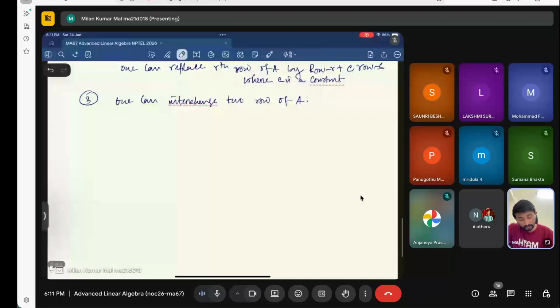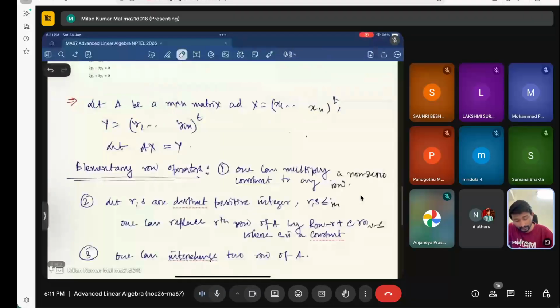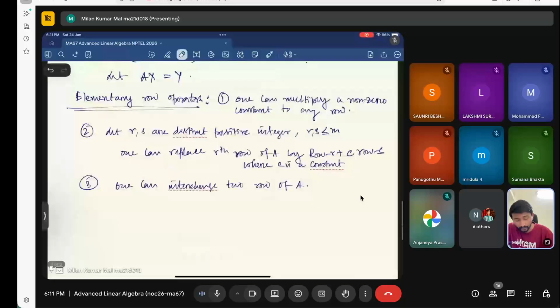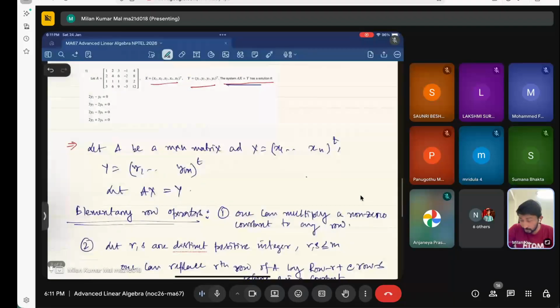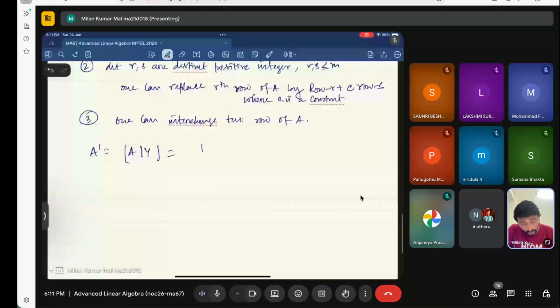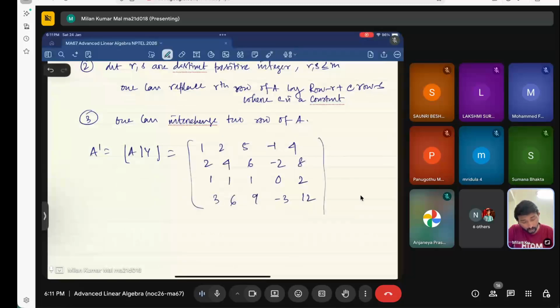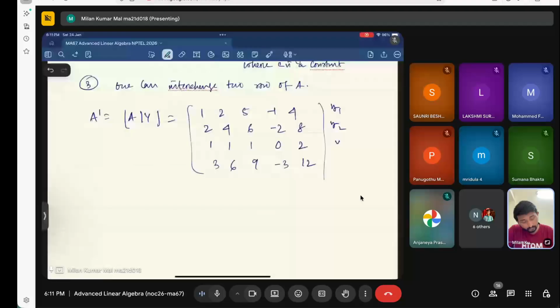So whenever you have this matrix equation Ax equals B, let us write A dash, which is A augmented with Y. I'll write the exact form. This equals 1 2 3 minus 1 4, 2 4 6 minus 2 8, 1 1 1 0 2, 3 6 9 minus 3 12, and here I will write y1, y2, y3, y4. Now we will do the row reduction process with this matrix.